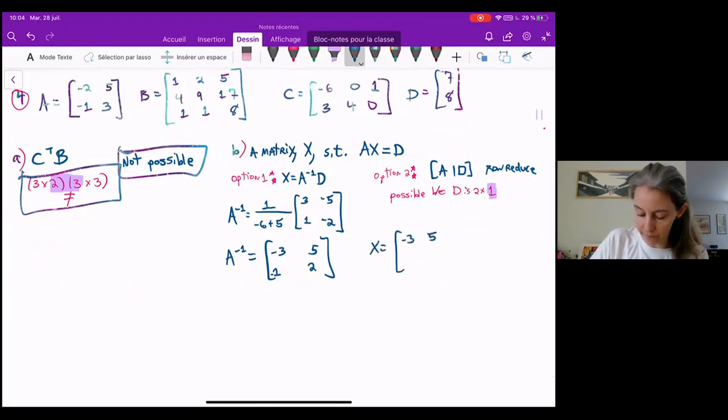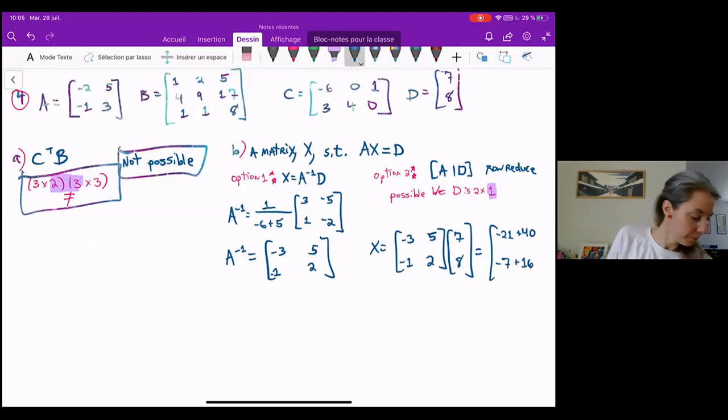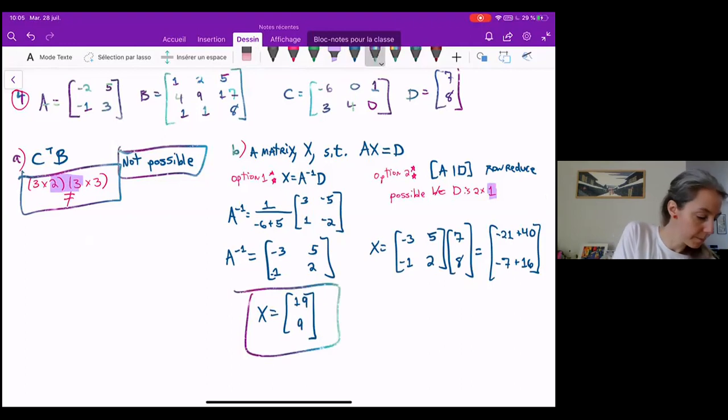which would mean that X is equal to A inverse times D. And then this becomes now matrix multiplication. So I'm doing -21 plus 40. And then I have -7 plus 16. So X is equal to 19, 9. And that's my final answer to B.